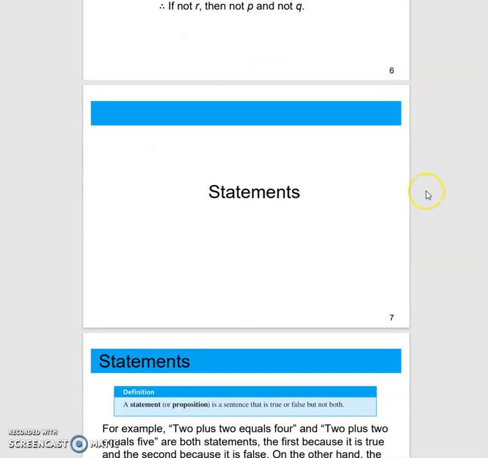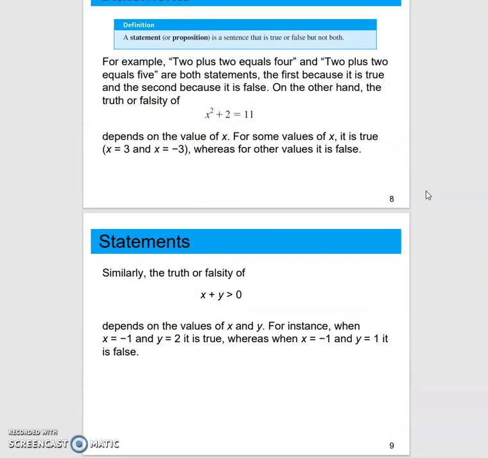So let's look at some statements. The main thing we want to know about a statement, which we also call a proposition, is that it is either true or false, but not both. If you have anything with a variable, that is not a statement, because for some x values it works, and for some x values it does not work. And again, if there's two variables, as you can see here, that is not a statement, because sometimes it's true, and sometimes it's false.